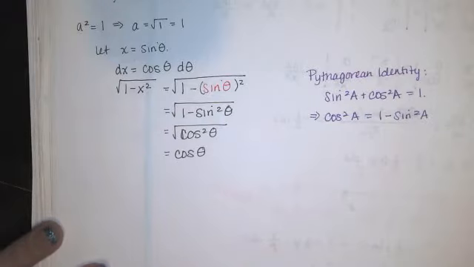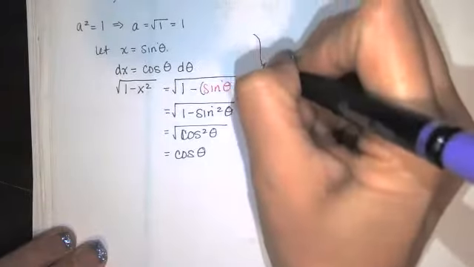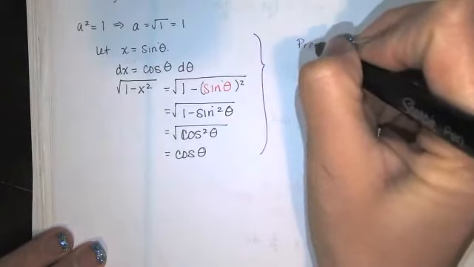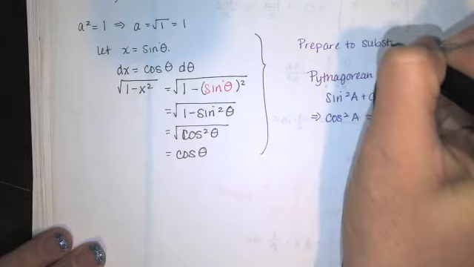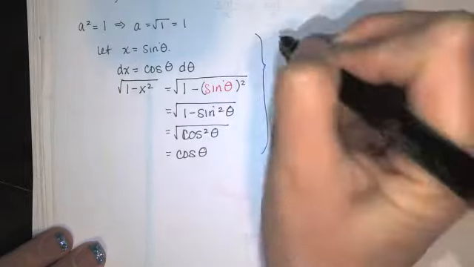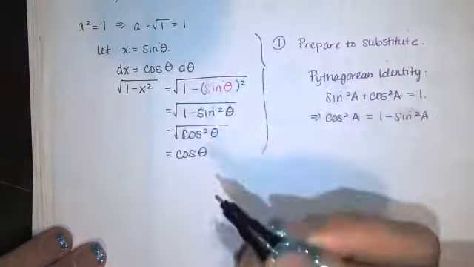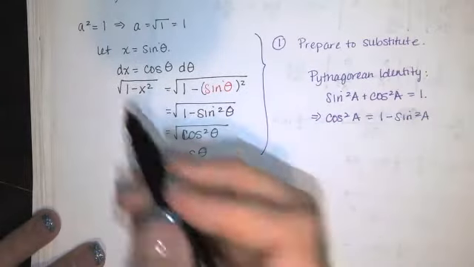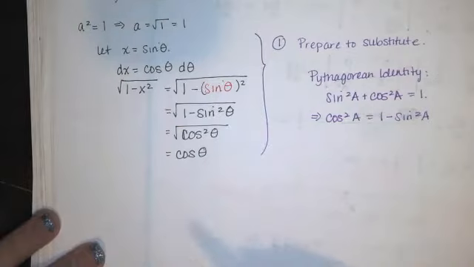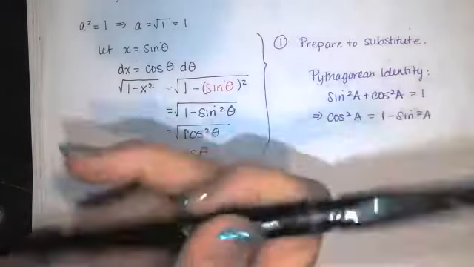Okay, so we've prepared to substitute by evaluating all of these expressions. That's our first big step, is to prepare to substitute, choosing the correct substitution, computing our dx, and then evaluating that a squared minus x squared expression. And since it had a radical around it, we evaluated it with the radical around it as well. Now we're going to substitute.